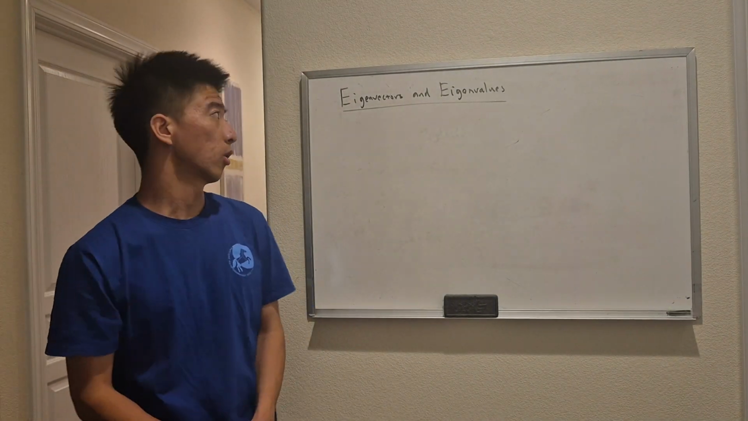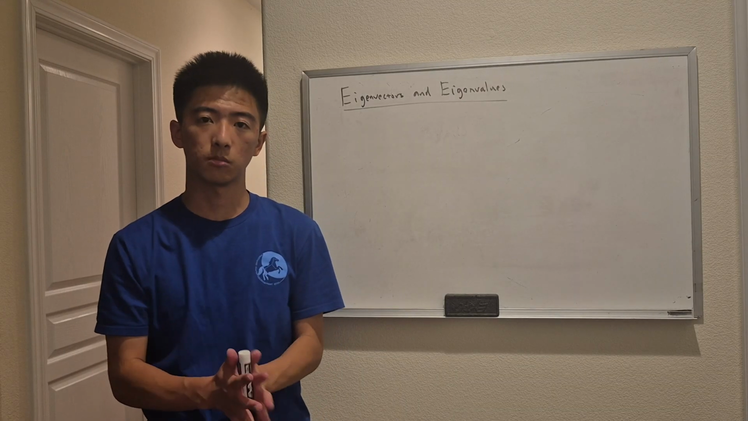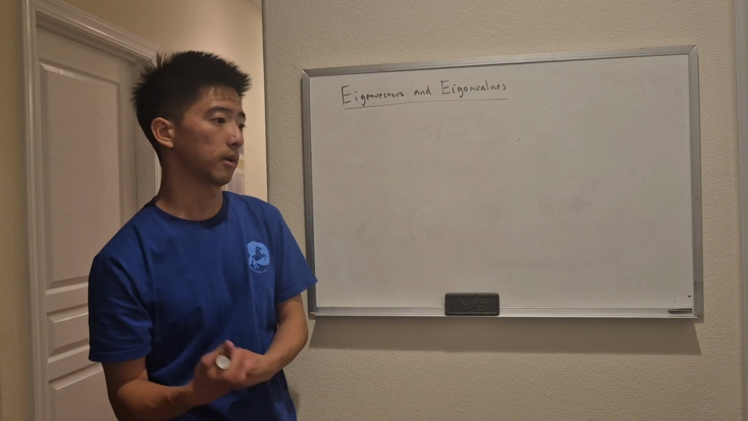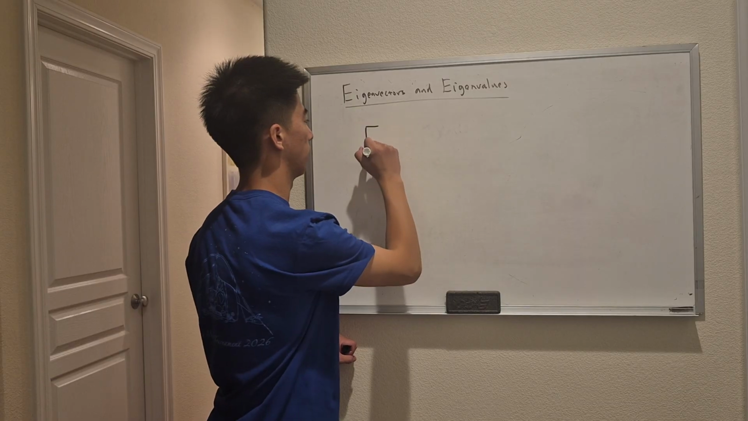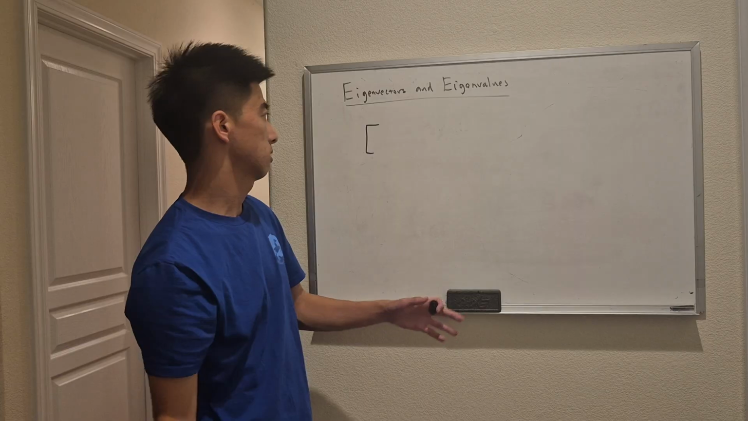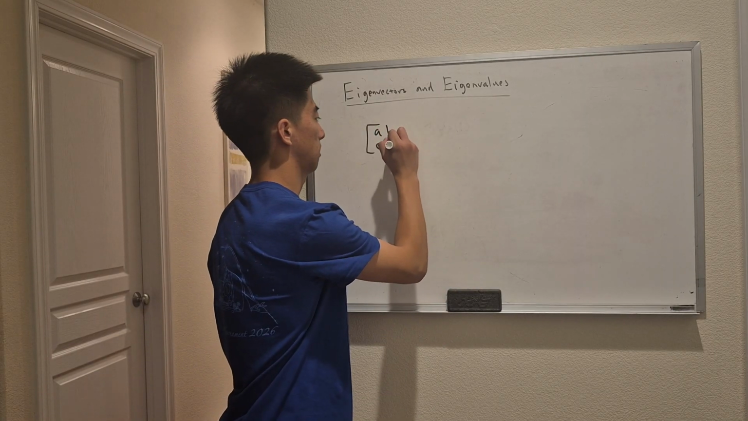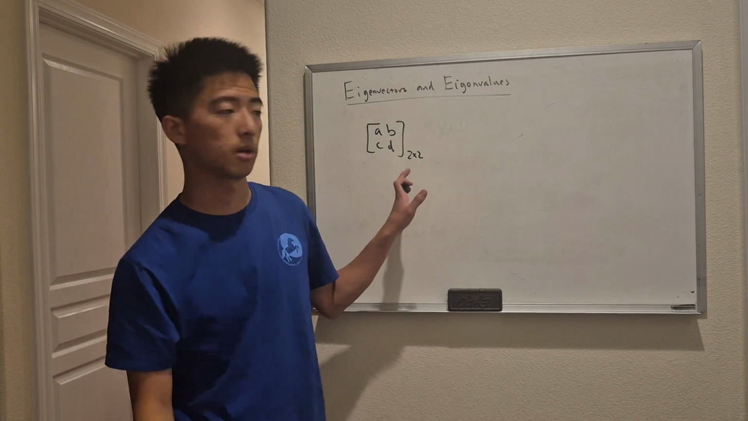So today we'll be going over eigenvectors and eigenvalues. Let's start with matrix multiplication. We know that we can multiply matrices together, and so in this case, let's look at if we have a square matrix multiplied by a vector. So let's start with a 2 by 2 matrix. So this is a 2 by 2 square matrix, and we're going to multiply it by a vector.